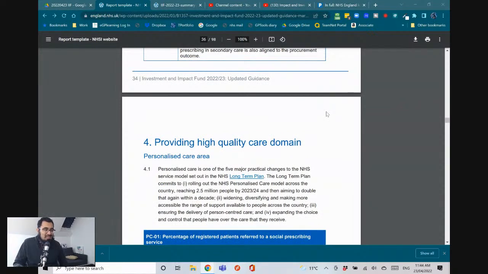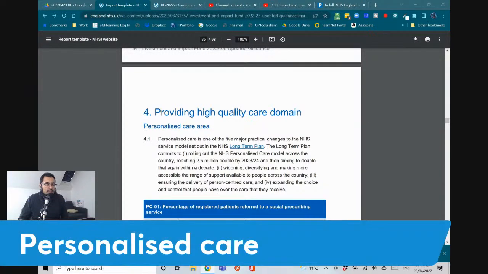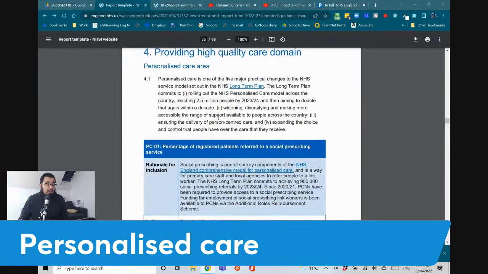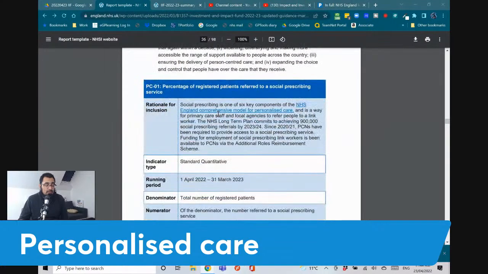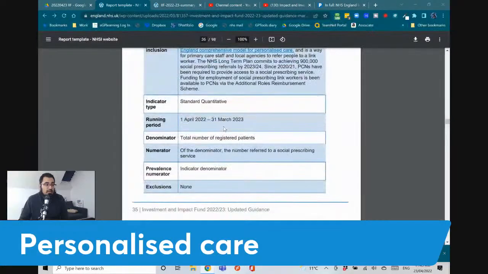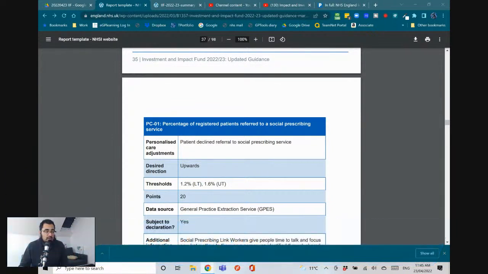It'd be really appreciated. So next, we're going on to personalized care. Okay. So this area is basically, as it sounds, really personalizing care and what they're trying to do. So this looks at social prescribing link worker referrals, or whatever you're called in your local area. It's a standard quantitative criteria for this financial year. There are no exclusions, apart from PCA, patient has declined the referral to social prescribing service. So important to note that you need to have those codes correct on your systems.